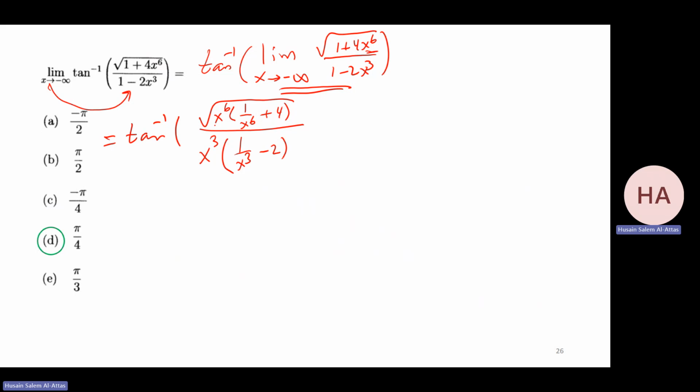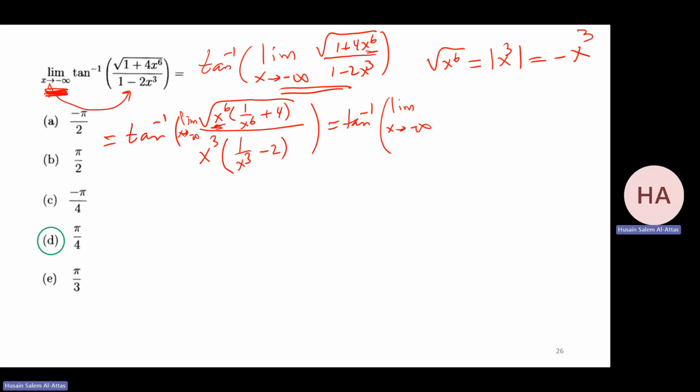Now, if I take this outside, the square root of x to the power 6 will be the absolute value of x cubed, and that is minus x cubed. Why minus? Since x goes to minus infinity, x is negative. Here, I forgot to write the limit: limit as x goes to minus infinity. So that will be tan inverse of the limit as x goes to minus infinity. This one, take it out, it will be minus x cubed. Just the minus sign, but x cubed it should be.